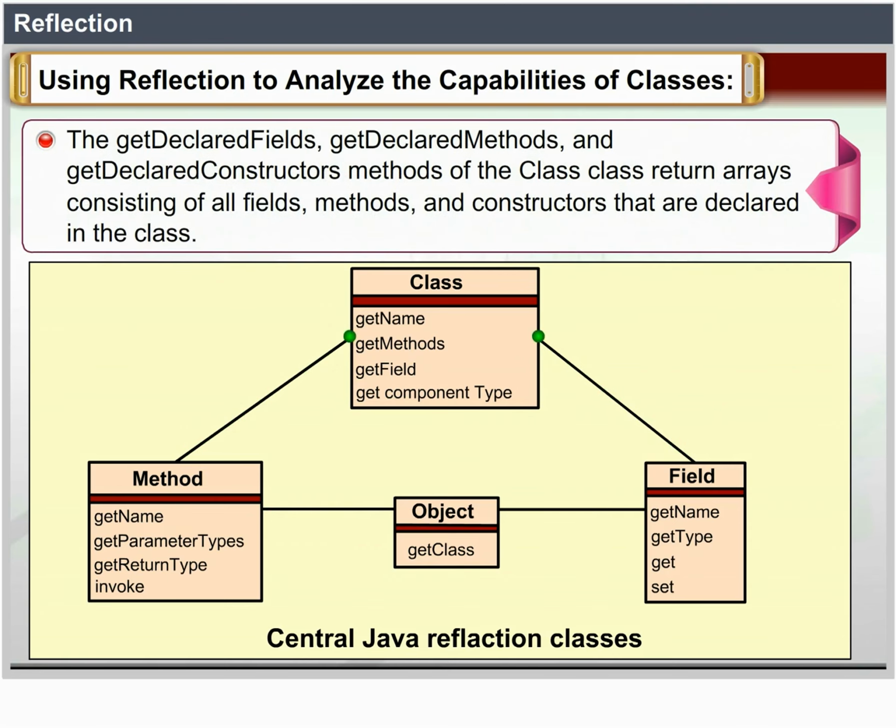The getDeclaredFields, getDeclaredMethods, and getDeclaredConstructors methods of the class return arrays consisting of all fields, methods, and constructors that are declared in the class.